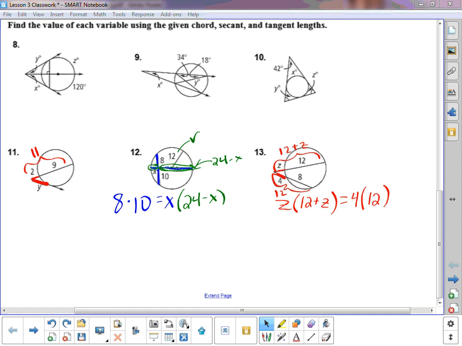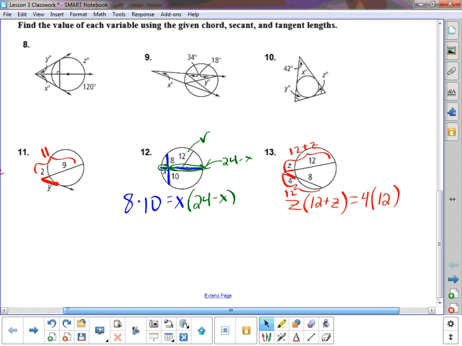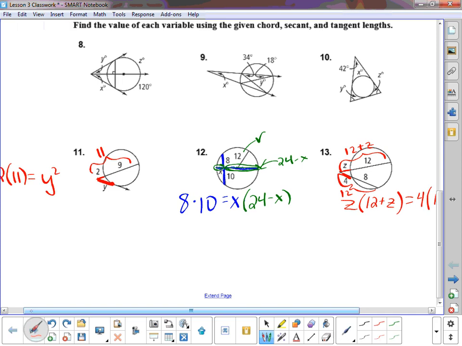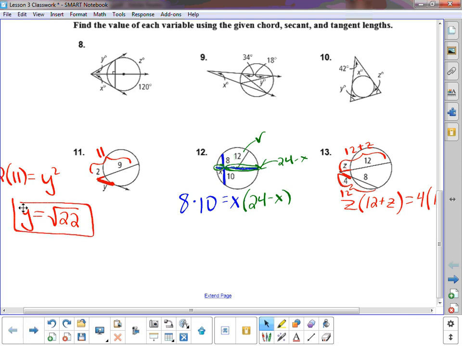Now again, 11 shouldn't have been too bad. What did we get for our answer for y? Good, square root of 22. Technically we have plus or minus, but we take only the positive. Alright, so number 12, when we multiplied everything out, we should have gotten x squared minus 24x plus 80.